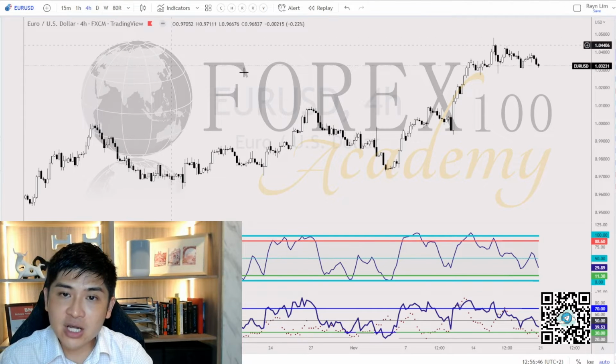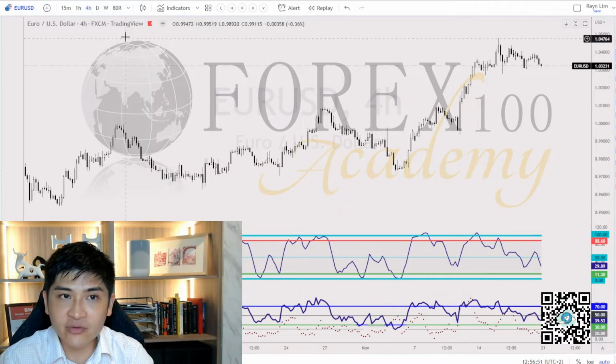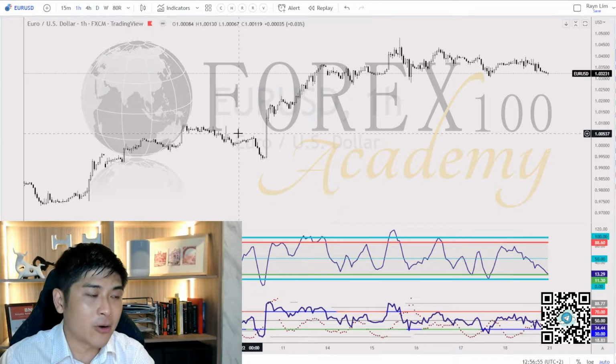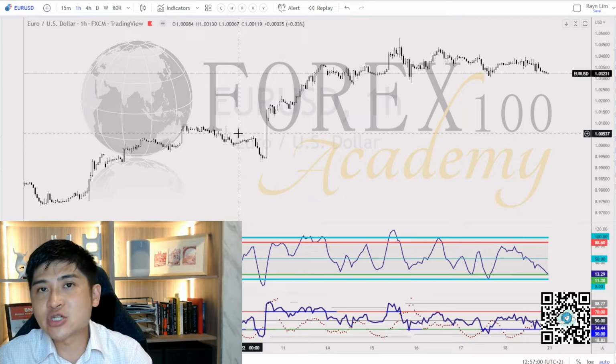Down to the 4-hour chart, what we see over here is definitely an uptrend based off the 4-hour chart. And let's have a look on the 1-hour chart. It is still on an uptrend as well. So bullish on both 4-hour and 1-hour, and bearish trend on daily.